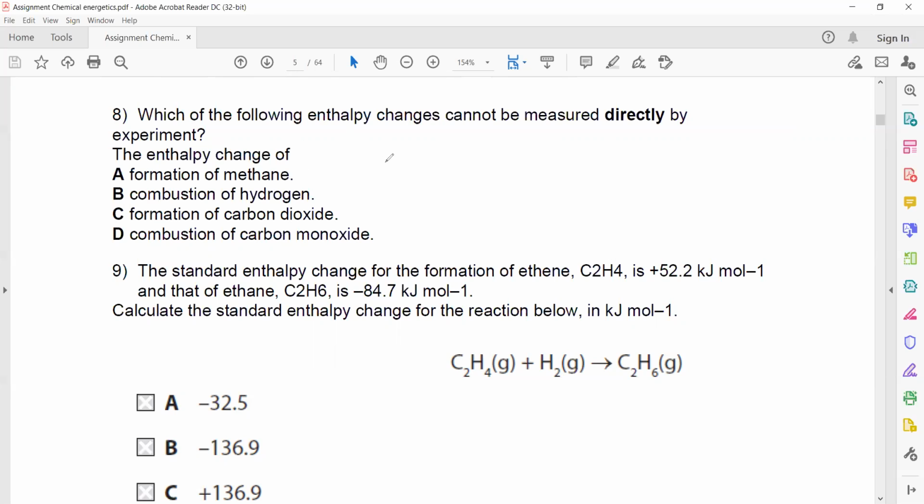Formation of methane, that's right, because of bond forming, how methane is formed? Combustion of hydrogen is exo, formation of carbon dioxide is exo, combustion of carbon monoxide is also exo. So in this one, it will be difficult to measure directly.